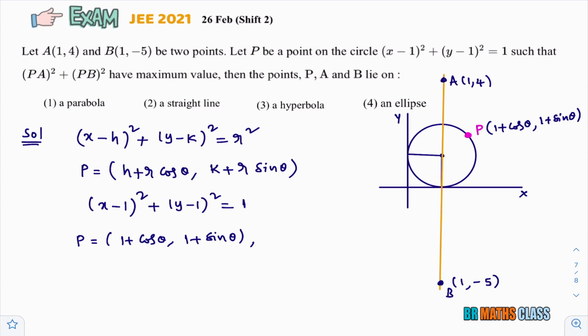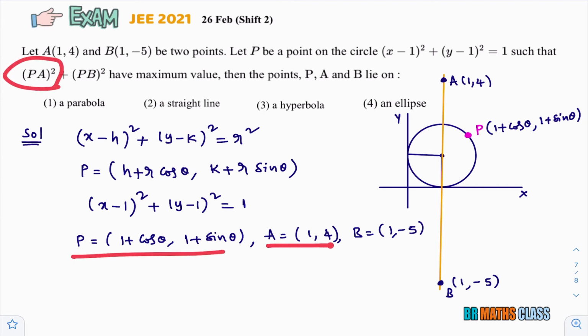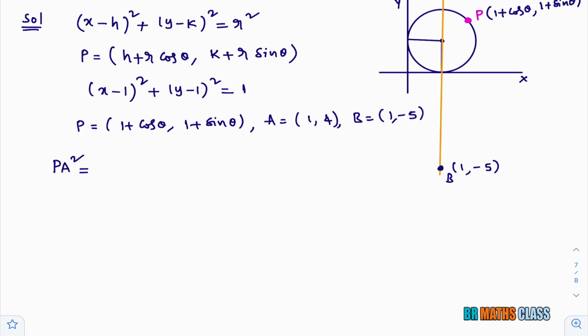In the question they only gave point A and point B. Point A is given as (1, 4). Point B is given as (1, -5). Now they say that PA square plus PB square has maximum value. What I'll do is calculate PA square. I know the point P, I know the point A. I can calculate PA square by using the distance formula. As I am writing PA square, I am not writing the square root here. Apply the distance formula: 1 plus cos theta minus 1, that is cos theta, whole square, plus 1 plus sin theta minus 4, that is sin theta minus 3, whole square.